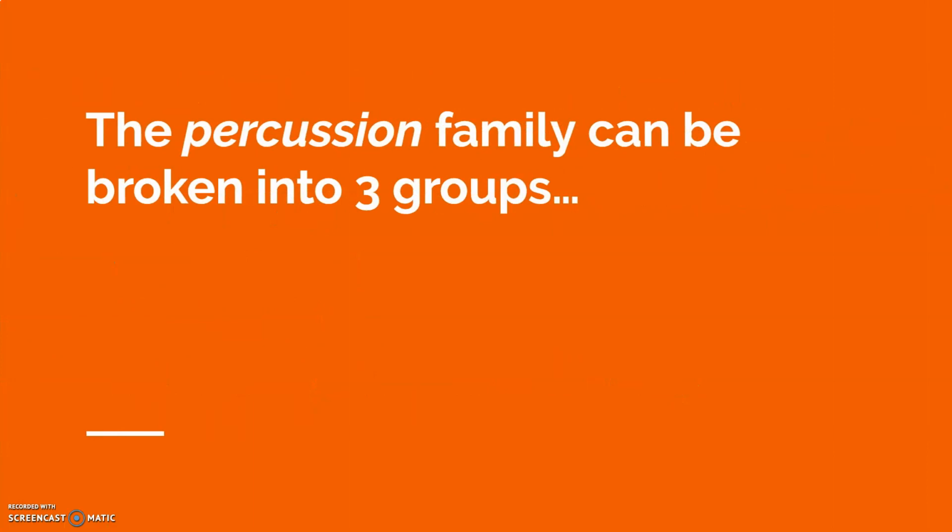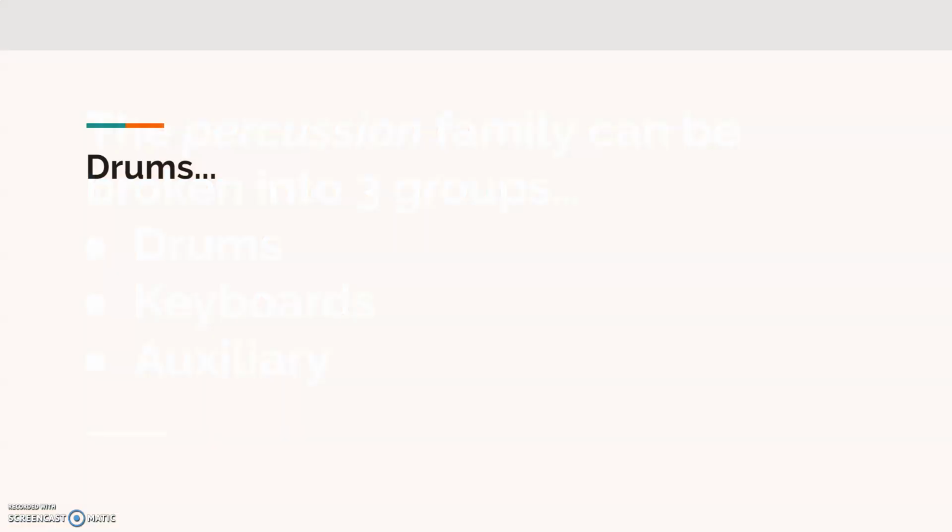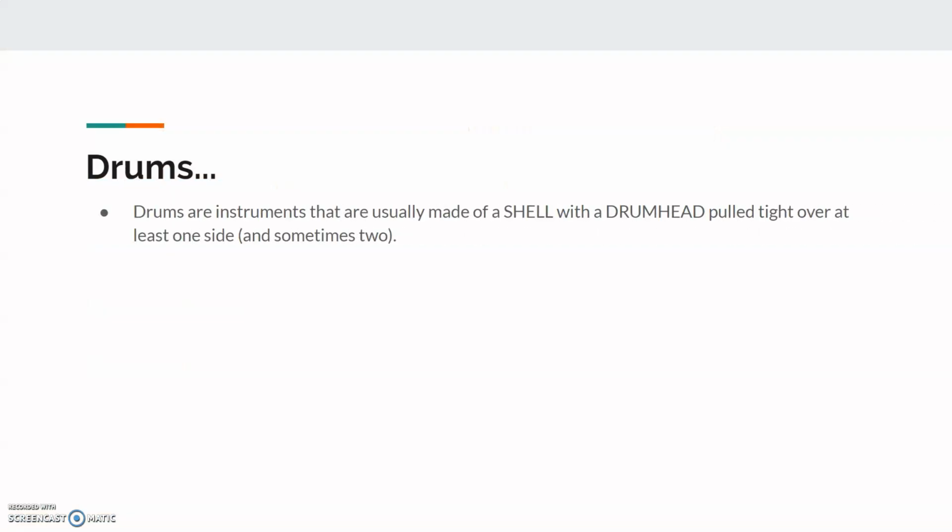And the percussion family itself can be broken into three different groups. There are drums, which probably everybody can picture in their head. There are keyboards. And then finally, there's the auxiliary group. And that's kind of the weirdest one of all, but we'll get to that in just a second. First, let's talk about drums.